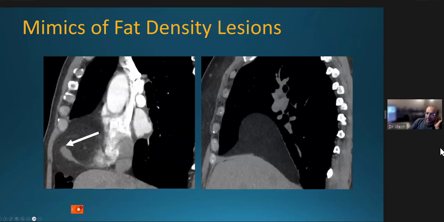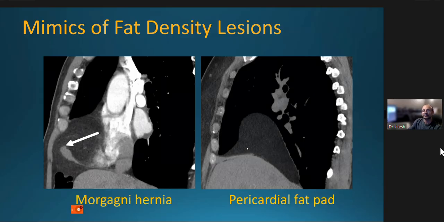On the image on the left side, we have the coronal reformat and sagittal reformat, and this patient is showing a defect in the anterior diaphragm. We can see this fat with the vessel going from the abdominal cavity to the thoracic cavity. So this is a case of Morgagni hernia, and the other is a case of a prominent pericardial fat pad. So in cases where we suspect a Morgagni hernia or herniation of fat, sagittal or coronal reformat images are very helpful to show the herniation of fat from the abdominal to the thoracic cavity.